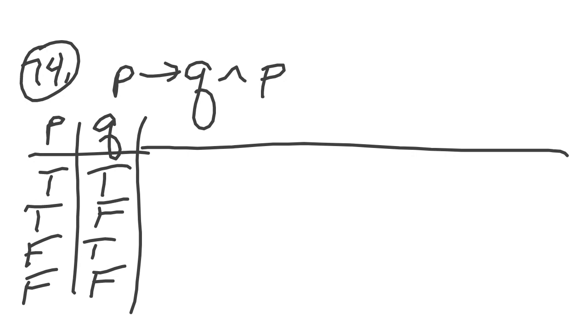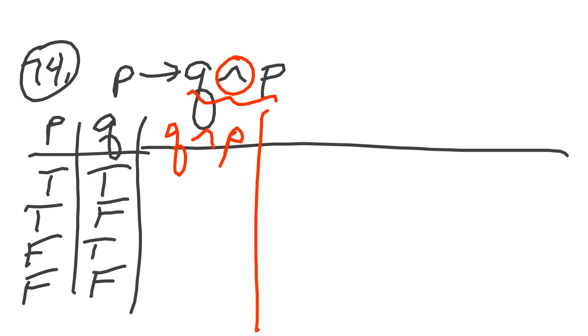Well, order of operations, I'm going to have to do this conjunction next because there are no parentheses. So I'm going to do Q and P for my next step. The conjunction of Q and P is commutative, it's the same as P and Q, but I'll go ahead and read it in the order Q first, conjunction P.